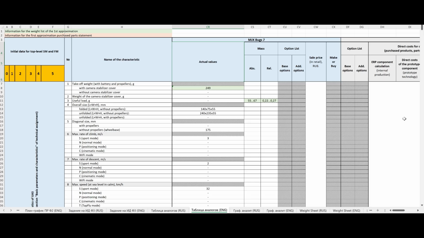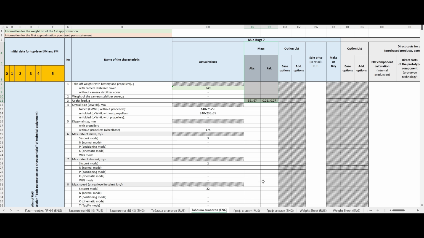Stage 5. At the fifth stage of the analysis, data verification is performed in the mass column of the analytical quantities block of the analog table, and the weight list, or weight sheet, is formed on its basis.